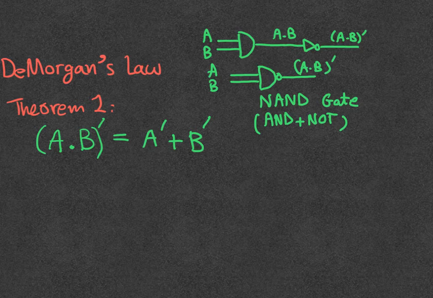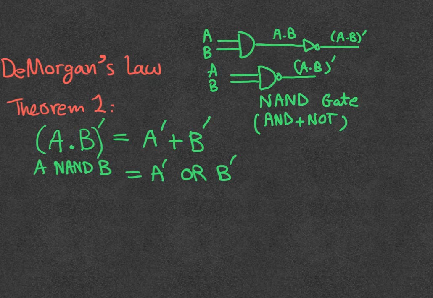A NAND B is going to be equal to A prime or B prime. So that's the first theorem of De Morgan's law. So complement of product is equal to addition of the complements. Now the second theorem is about NOR gate. What is NOR gate?